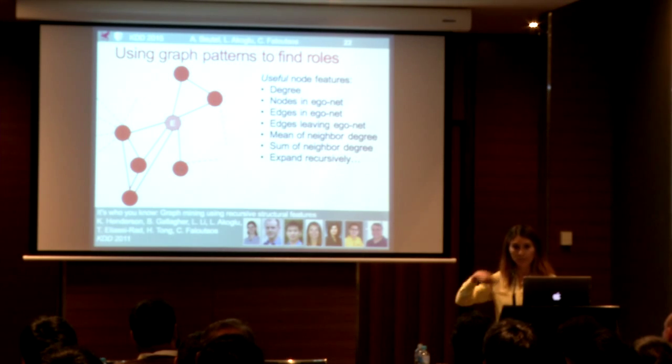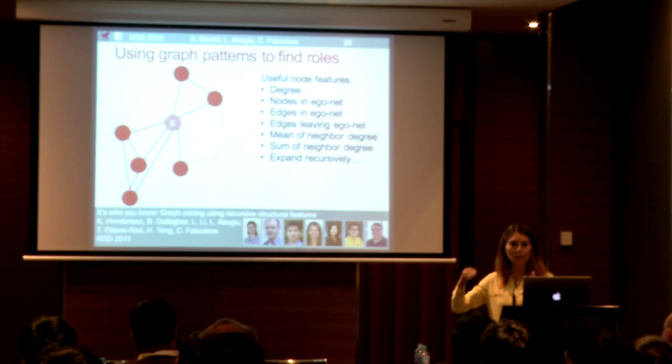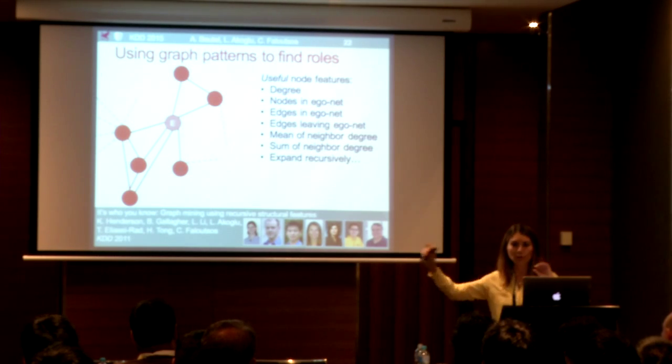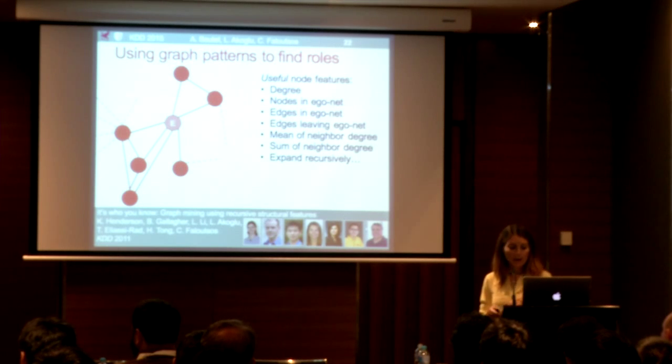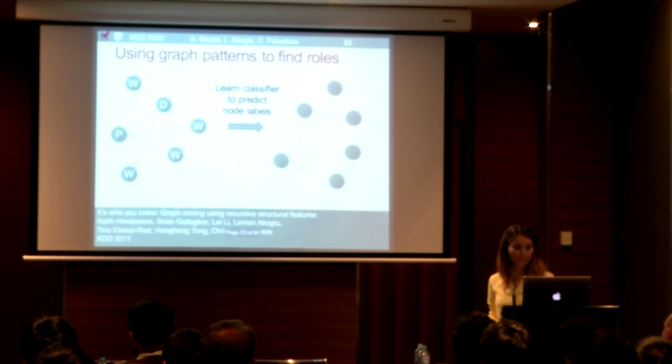So once you know the features of your neighbors, you can define mode, max, or mean over your neighbors, and you can do this iteratively. So you can construct this long list of recursive features. And then, given these, you can learn classifiers to predict node labels.